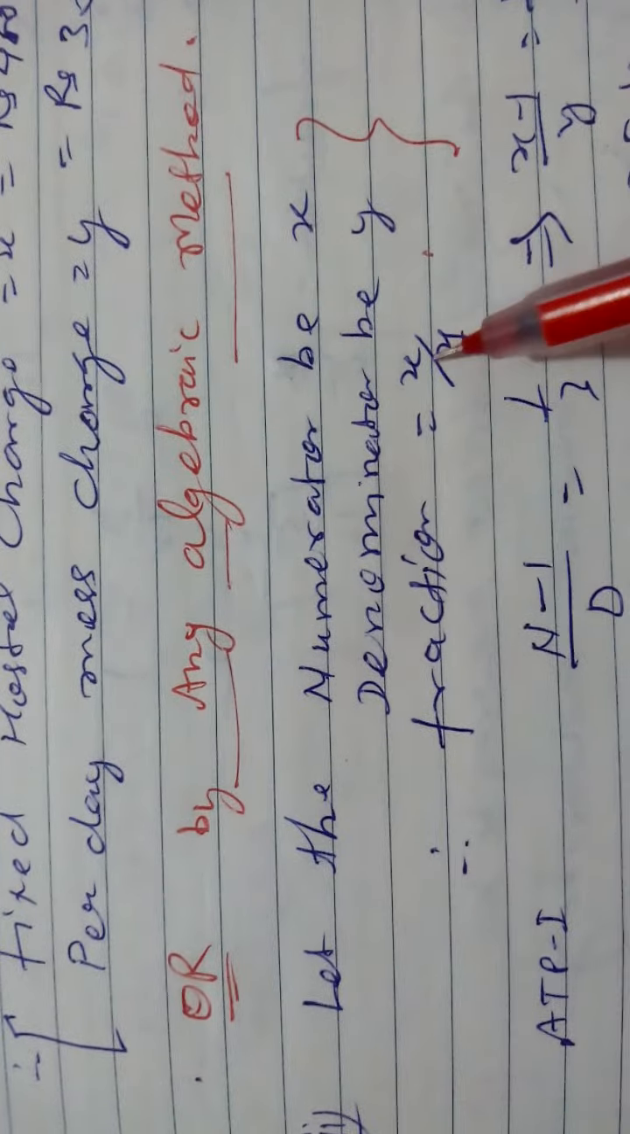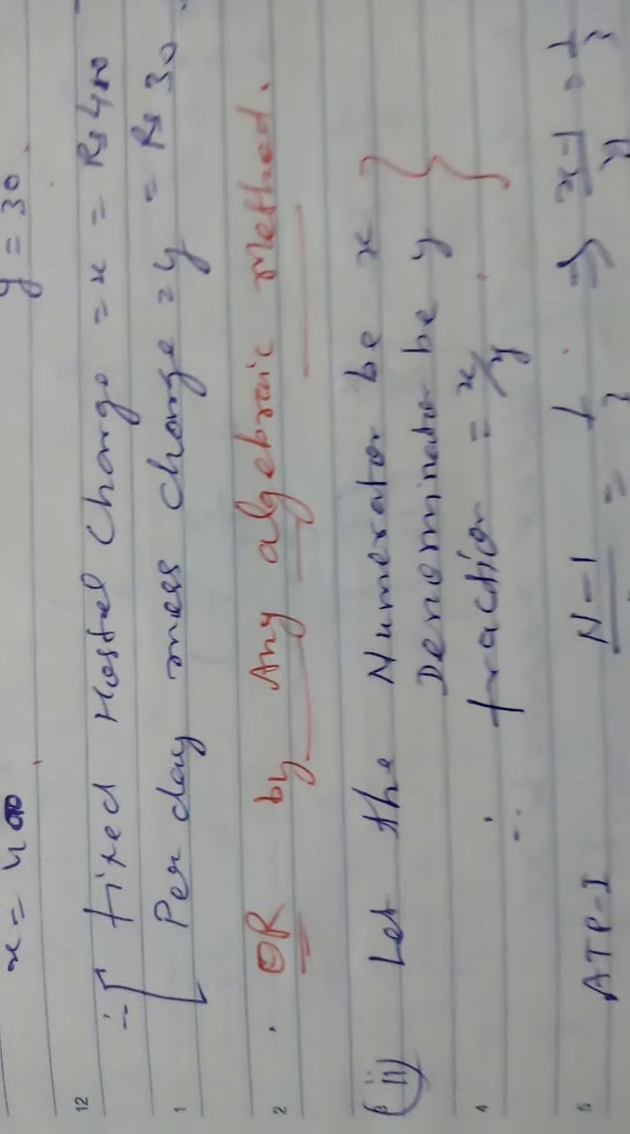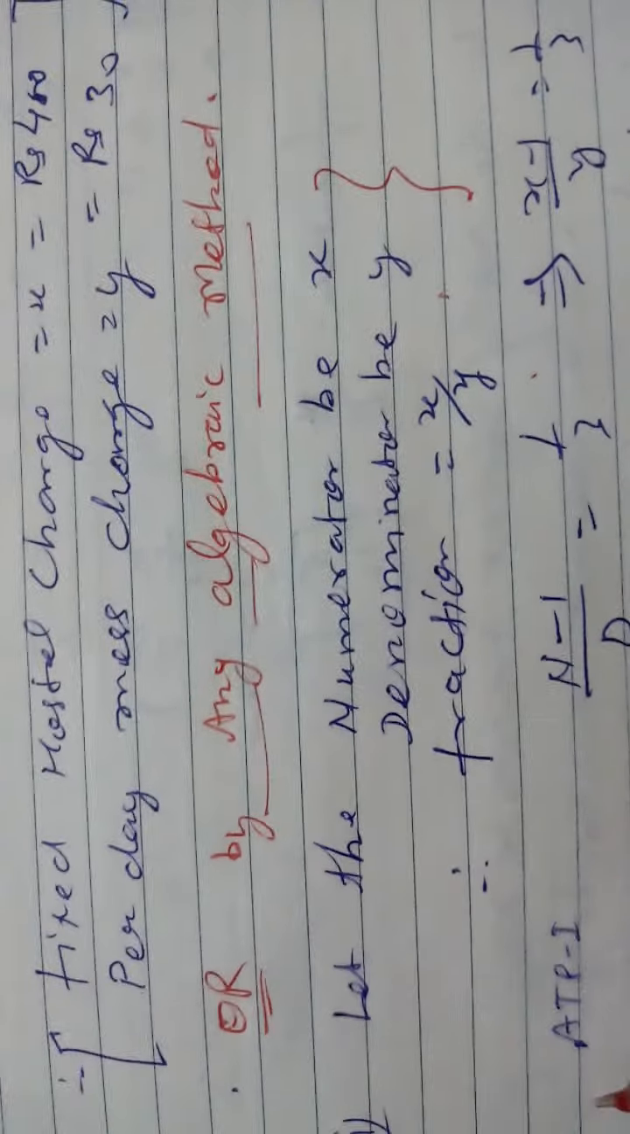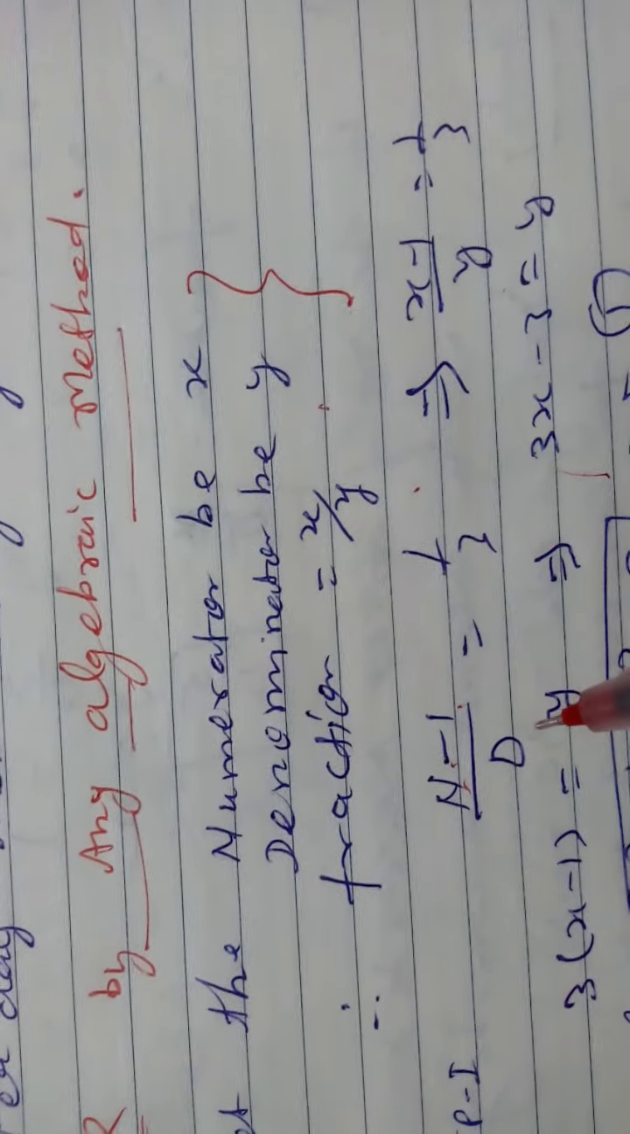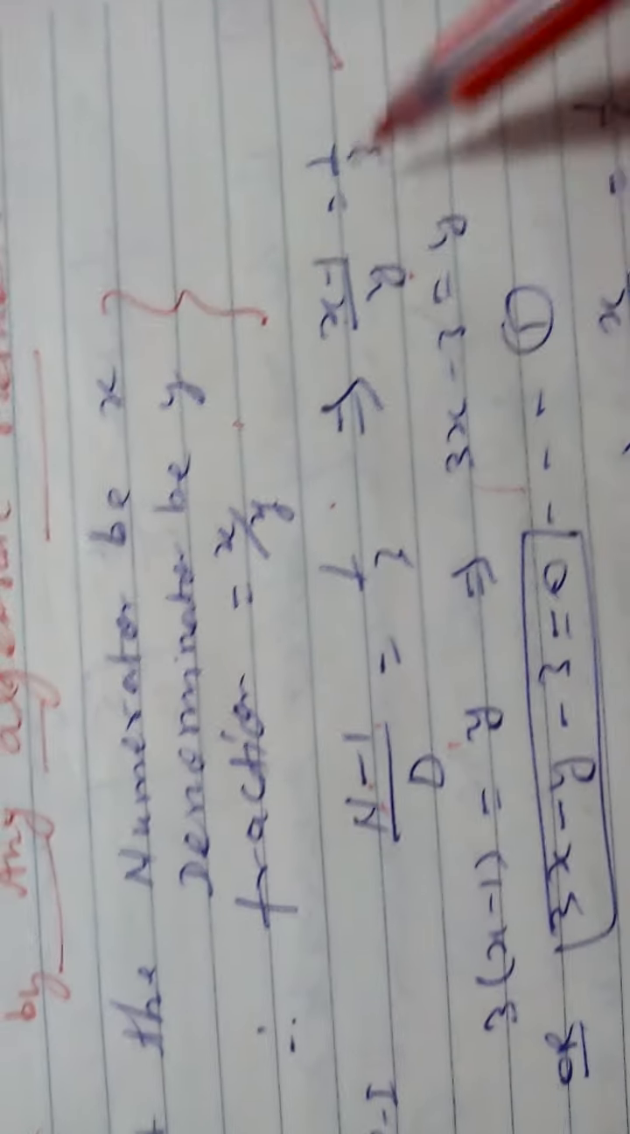So first, you write these three lines here. Let the numerator be x, the denominator be y, and the fraction is x upon y. This is without seeing the question. Then the first condition is saying 1 is subtracted from the numerator, meaning numerator minus 1 upon denominator, which means x minus 1 upon y, equal to 1 by 3. Cross multiply.